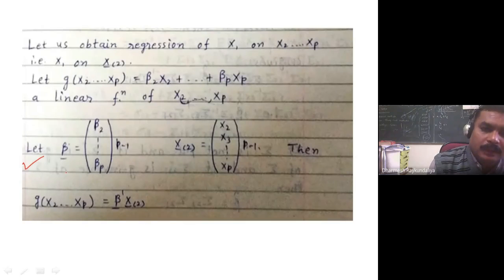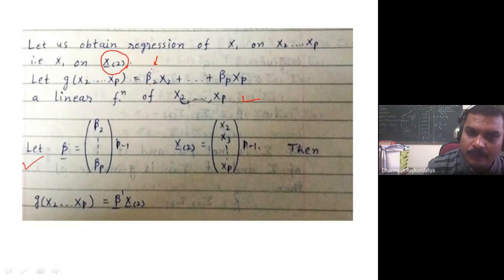So what is our aim? As I was talking about, we wish to find out the regression of x1 on x2. So let us obtain regression of x1 on x2, xp, denoted by x1 on x2, because this x2 vector is containing how many elements, p minus 1, which are x2 up to xp. So let g of x2 up to xp be denoted in this way. Let us say it is a linear function, beta 2 x2 plus up to beta p xp, a linear function of x2 up to xp.